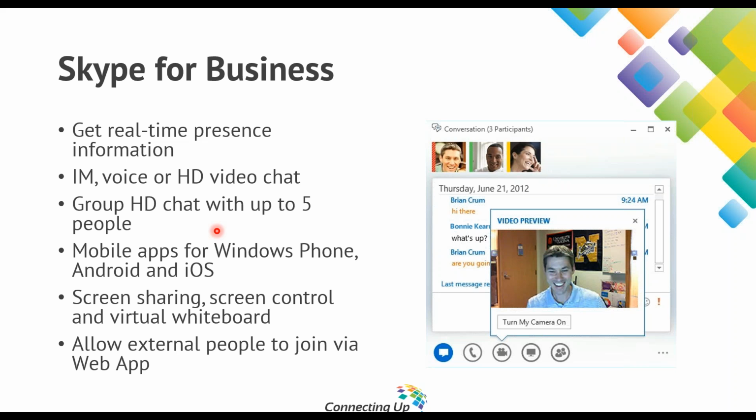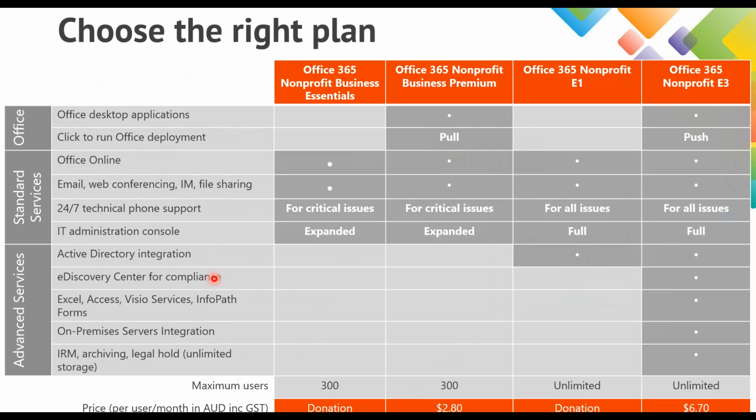All right. So let's have a bit of a look at the plans just to make sure everything's crystal clear. Now, the important thing to note here is that Microsoft donate 2 plans. They donate Office 365 Non-Profit Business Essentials, and they donate Office 365 Non-Profit E1 or Enterprise 1. Both of those plans don't include Office, the desktop client. They do include Office Online, which I'll show you in a minute.